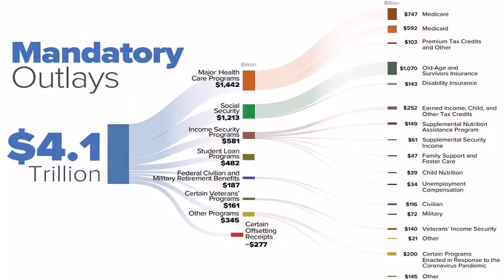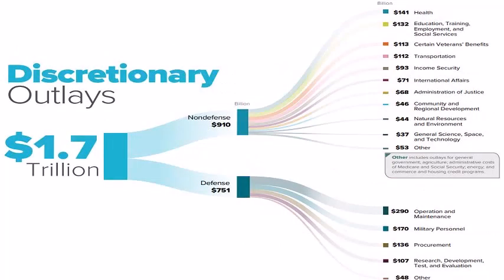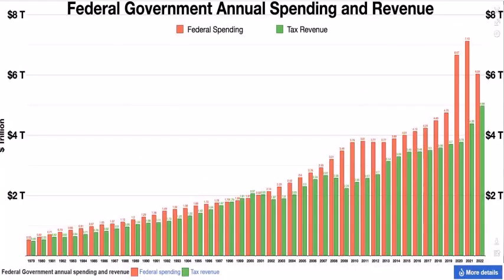So $4.1 trillion mandatory, $1.7 trillion discretionary, $5.8 trillion is the size of the current federal budget. And you'll go back to slide 123, you'll see in 2021, we actually spent more than that. Again, coronavirus and the coronavirus recovery skews these numbers just a little bit. But again, the trend was always going up, and it's still going to be mostly going up.